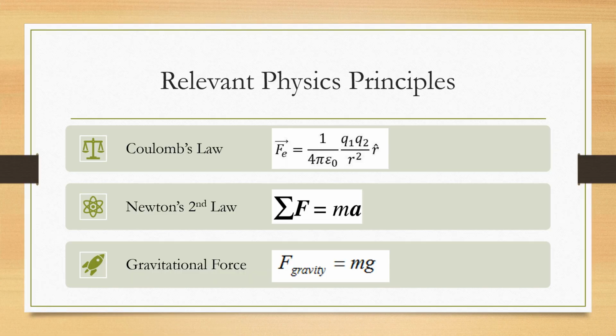So some relevant physics principles were Coulomb's law, Newton's second law, and gravitational force. These combined will allow us to determine the amount of excess electrons on one piece of tape and also the charge of one piece of the U-tape.